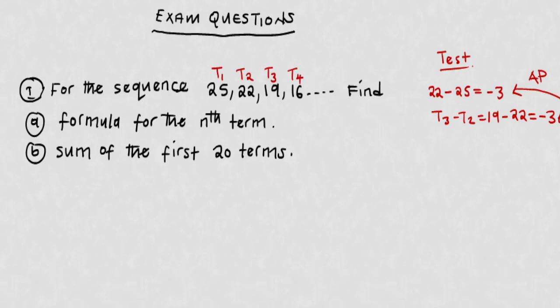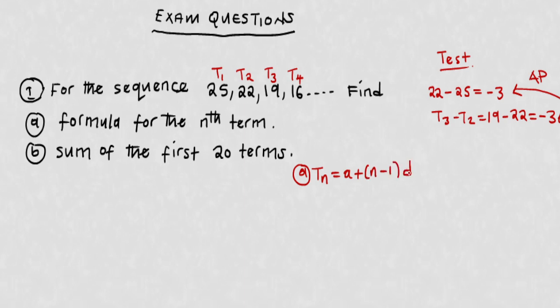Now, since we know that it's an AP, because an AP has got its own formulas and a GP has got its own formulas, we're going to solve it using the formulas of an AP. So how do we find the nth term? To find the nth term, this is the formula you use. So for part A, term number n for an AP is equal to A, to mean first term, plus n minus 1, then D, to mean common difference.